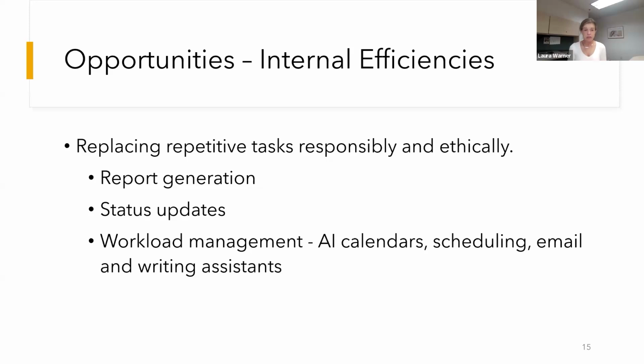So we have opportunities here to look at internal efficiencies at work or in your own life, and replace some repetitive tasks responsibly and ethically. So certain report generation or status updates, workload management, there are all types of AI calendars, scheduling, writing assistants. I use ChatGPT sometimes. I feel like I'm a good writer, and I want to be the one who writes my content, but I will type things into ChatGPT and say, hey, I'm really stuck on this sentence. Can you give me 5 different examples of this sentence written in another way?